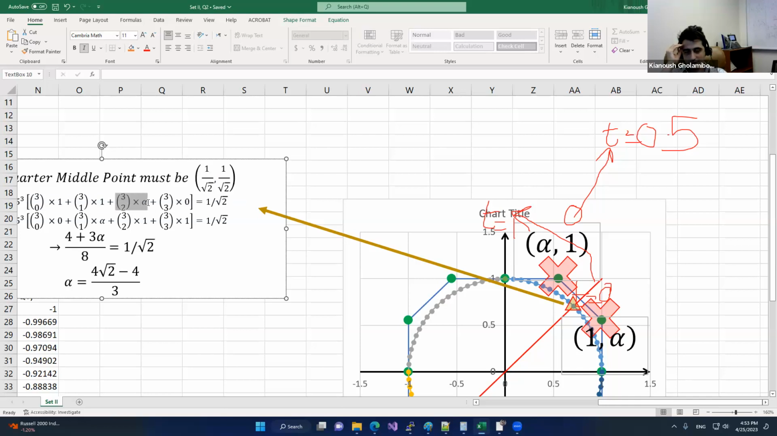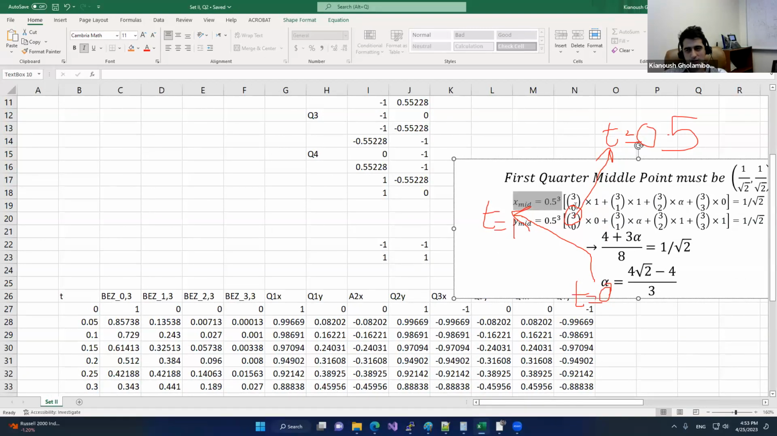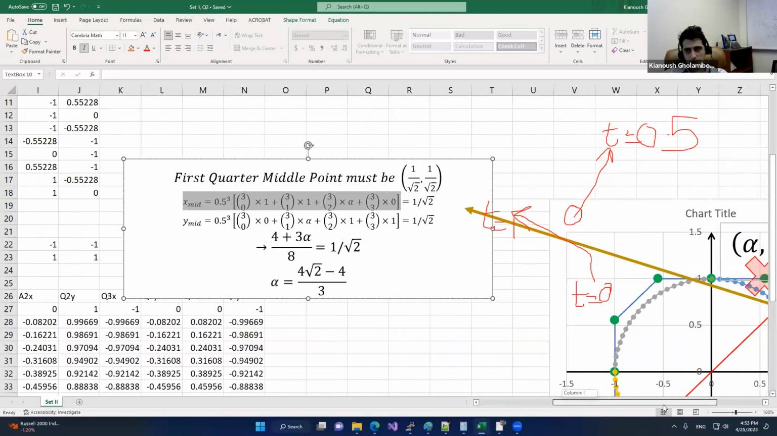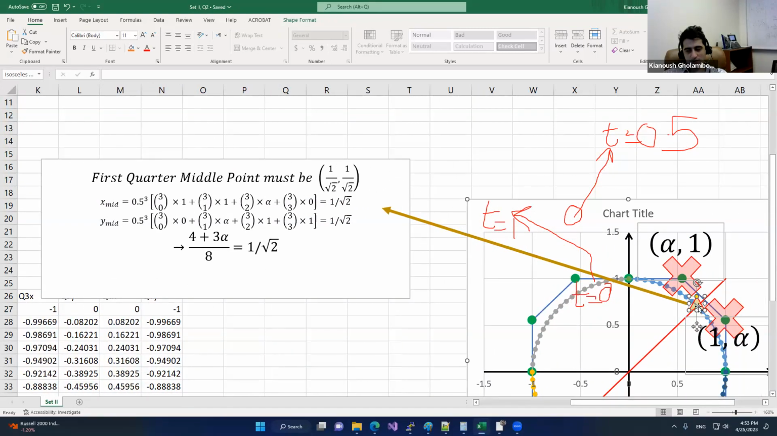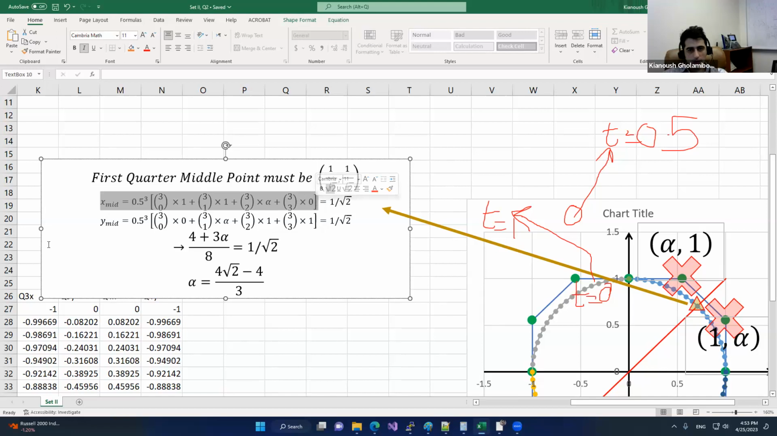Why do we multiply 3 choose 2 by alpha? Because you have to multiply the third blending function by the third point's x value, which is alpha. And then that's going to give us the x coordinate of the middle point. So as you have seen, this middle point, which is specified by this triangle, has the x mid equal to this. And the y mid should be this, right? Similar to the x mid, you can calculate y mid. All you need to do is, instead of using x coordinates of control points, you use y coordinates of the control points.